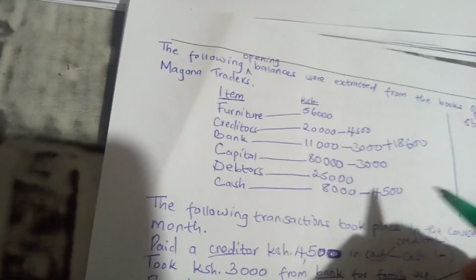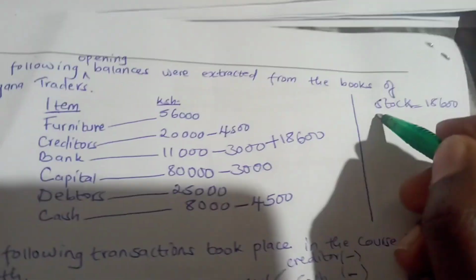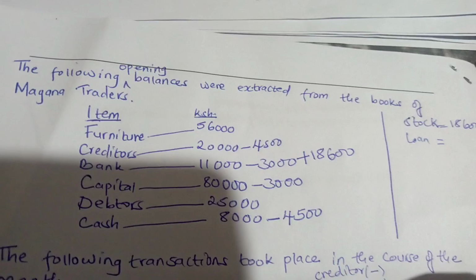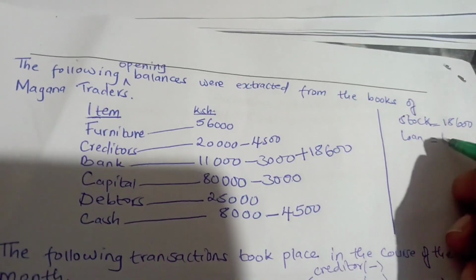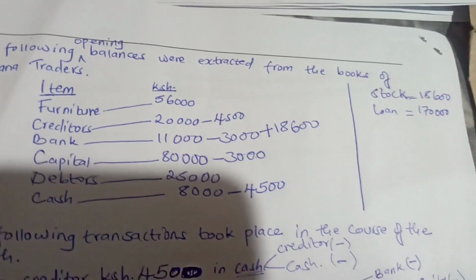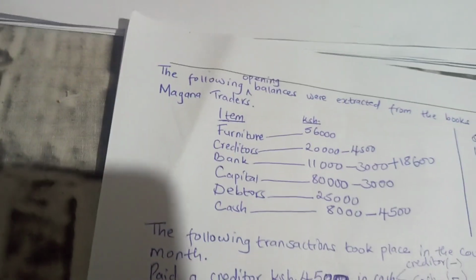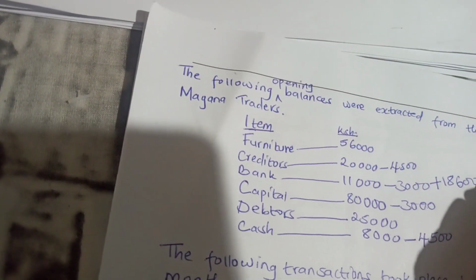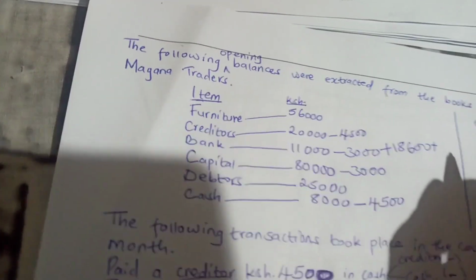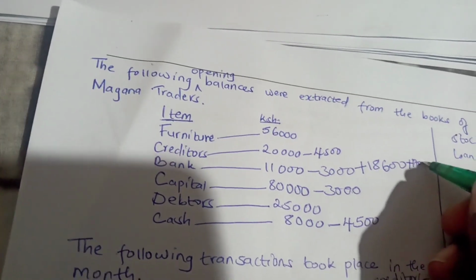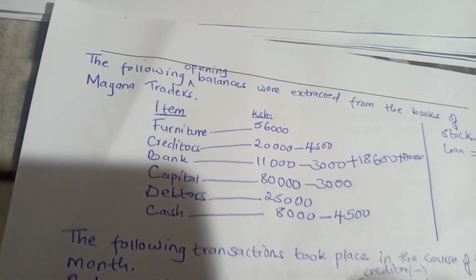So therefore, we have a new item, loan, which amounted to 170,000. And remember, the amount of money in the bank also increased by 170,000.